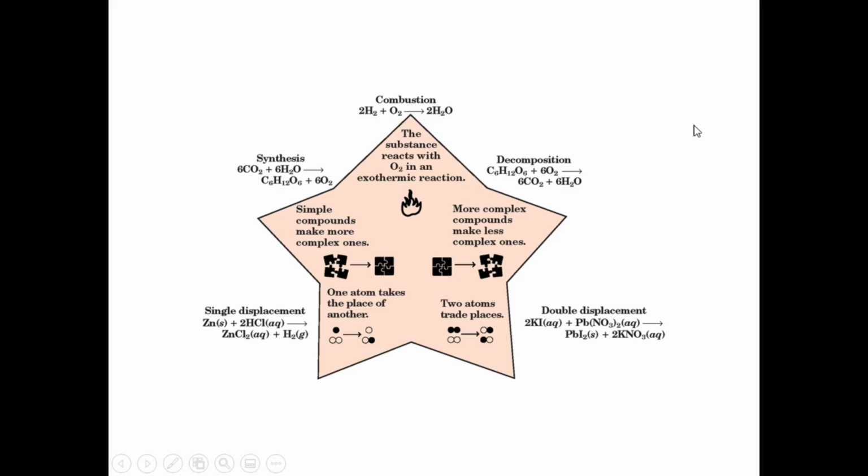So these are the 5 different types, and whenever you're reviewing, this is a good graphic to go back to. You can see the 5 points of the star. We have the 5 different types: combustion, synthesis, decomposition, single displacement, and double displacement. What I really like about this graphic is the pictographs that you see for each. These are very helpful in terms of understanding what's going on with each reaction. So this is always good to go back to.